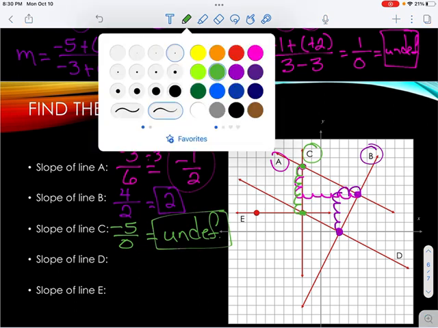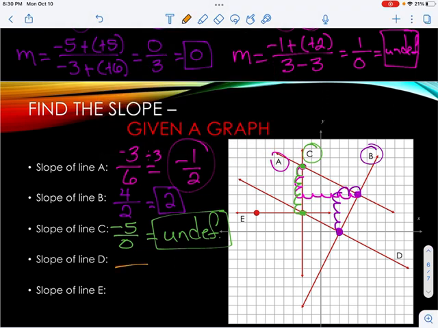Okay, let's do D now. So we're going to come in here. We're going to find D. I find where D is at. Here's 1 point for D. Here's the other point for D. Start at the leftmost. So I'm going to go 1, 2 down. I went down 2. And then I count across. 1, 2, 3, 4. I moved to the right 4. So since I moved down 2, right 4, 2 fourths simplifies to 1/2. So that would be a -1/2.